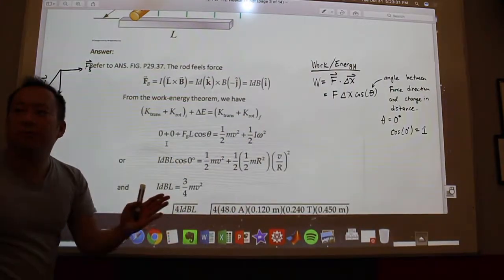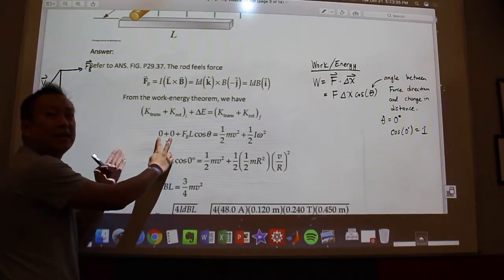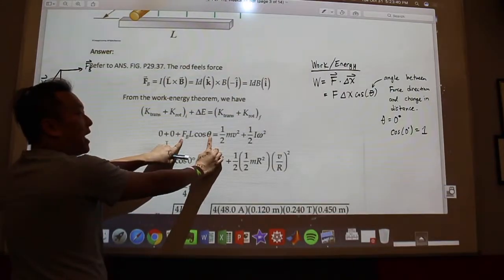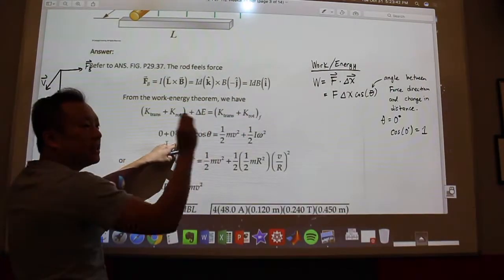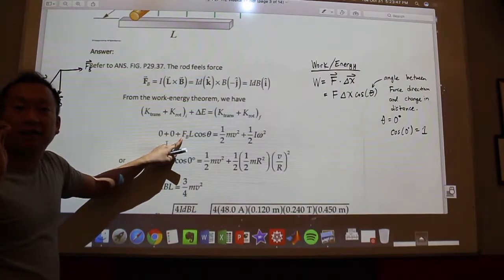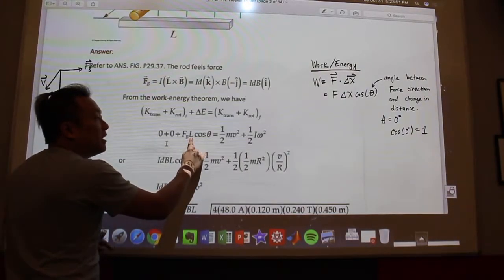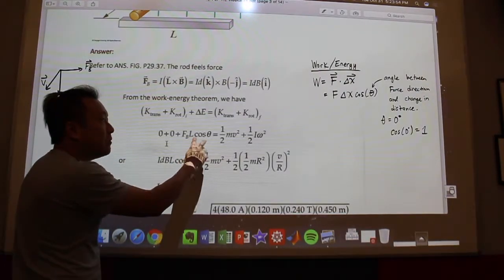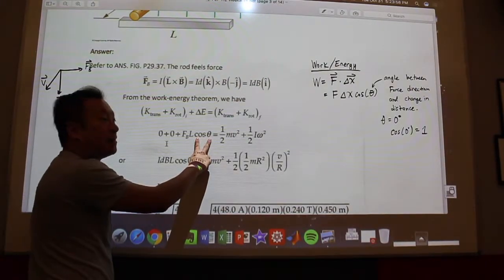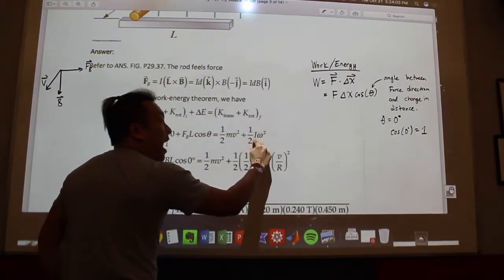All right, so it wasn't moving in the beginning, and it wasn't rolling. That's why the kinetic energies in the beginning are 0. Now this is the term I wanted to point out. The force at play here is the magnetic force, provided by the magnetic field. So it's the magnetic force times the change in distance, which is L, times the cosine of theta, which we know is 1 in this case because the angle was 0, and that equals 1/2 mv squared plus 1/2 I omega squared.